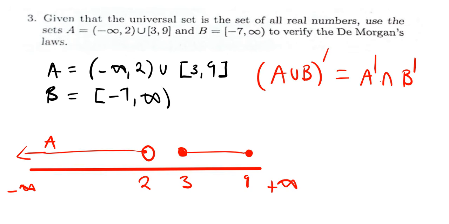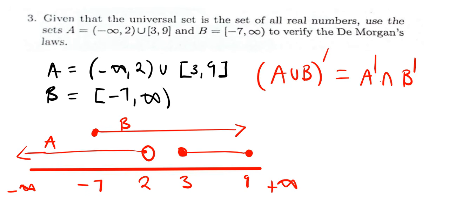Then set B is from negative 7 to positive infinity, going all the way to positive infinity, and the negative 7 there is included. That is B. Now for A, we're trying to find its complement, and for B we're also trying to find its complement. But first of all, let's unite the two, then find their complement. If we unite A and B, what are we going to get? A union B, what is it going to give us?